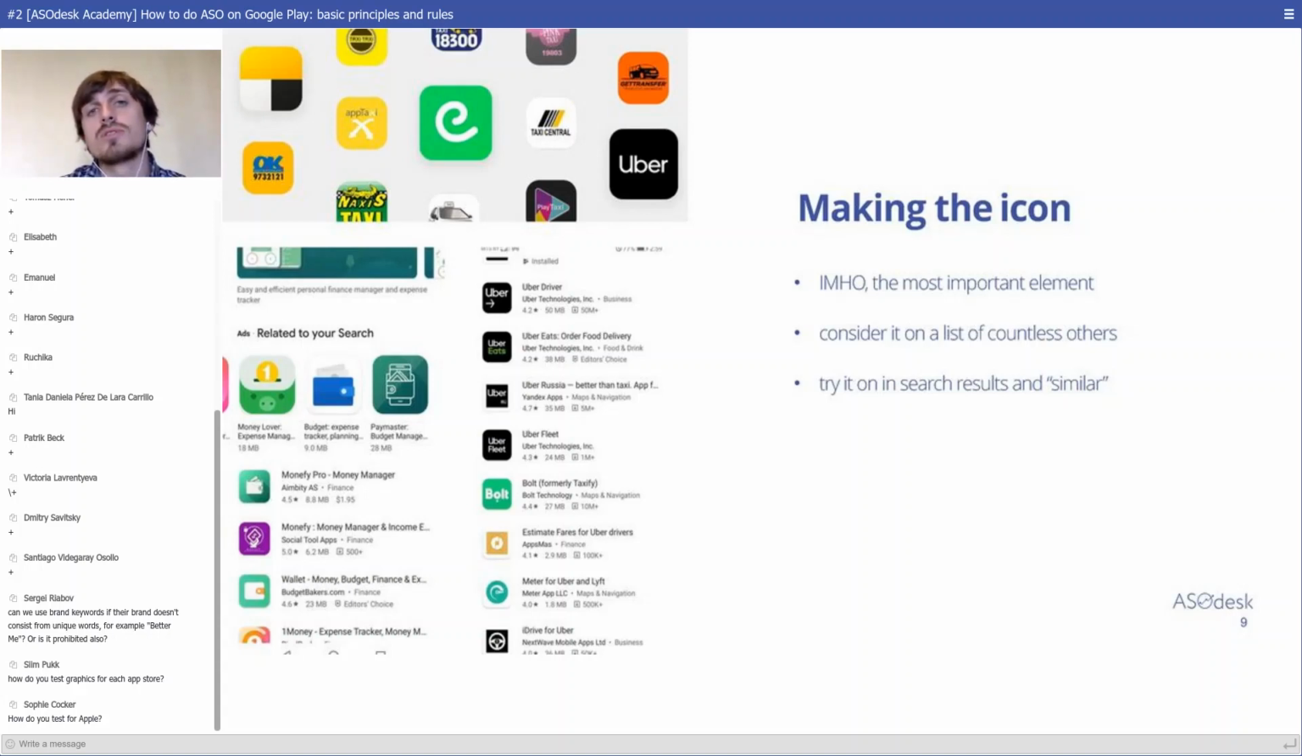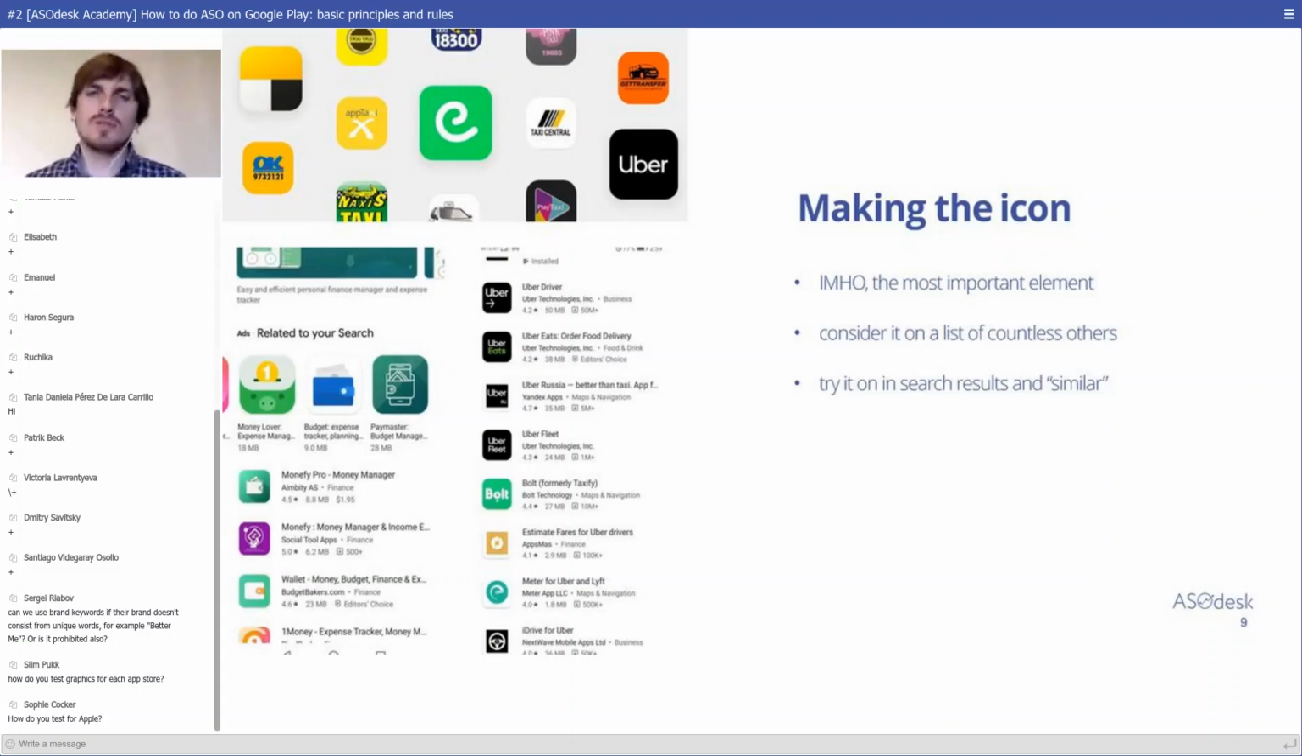I like to put our icon in the mess of other competitors' icons, and try to find out what the standard of icons is for our category, for our market niche. What is it, and how can we be different? How can we differentiate from our competitors? As well, it is important to try the icon not only in the normal search results, but also in the search results with the Explore window.